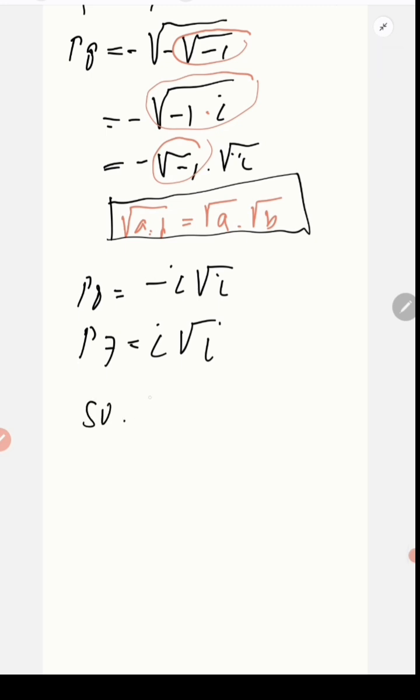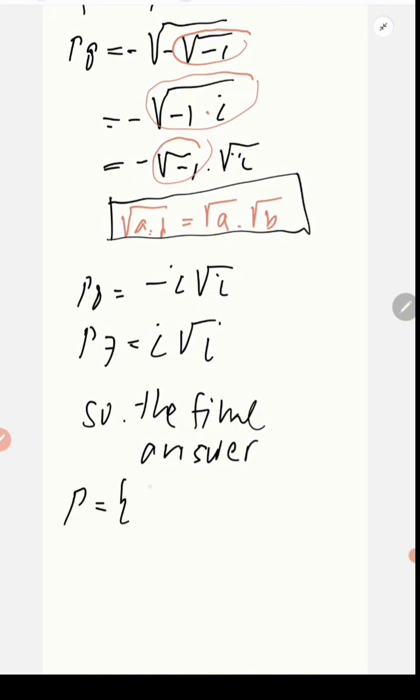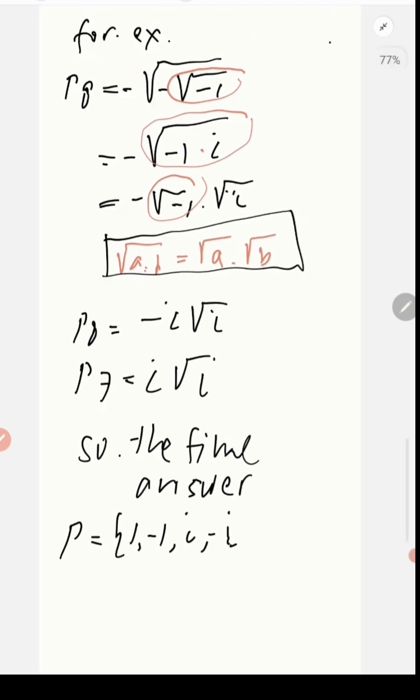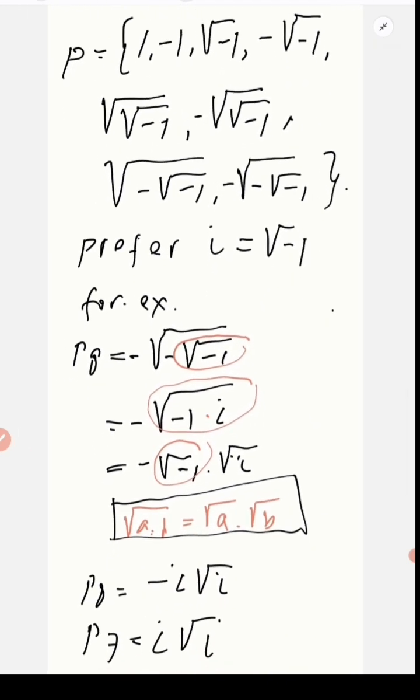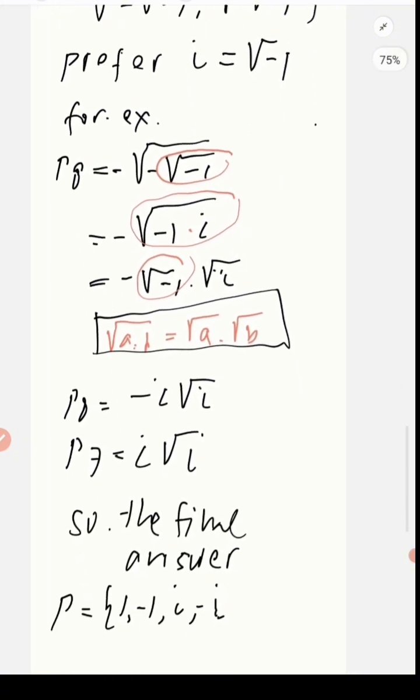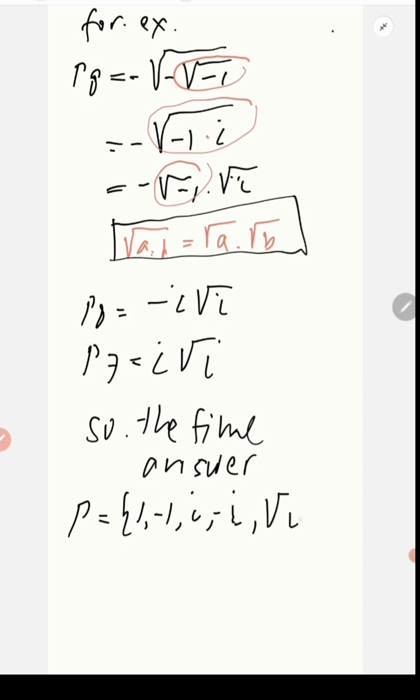So the final answer is P1 is 1, P2 is minus 1, P3 is i, P4 is minus i, P5 is square root of i, P6 is minus square root of i, P7 is i square root of i, and the last one, minus i square root of i. That's the final answer.